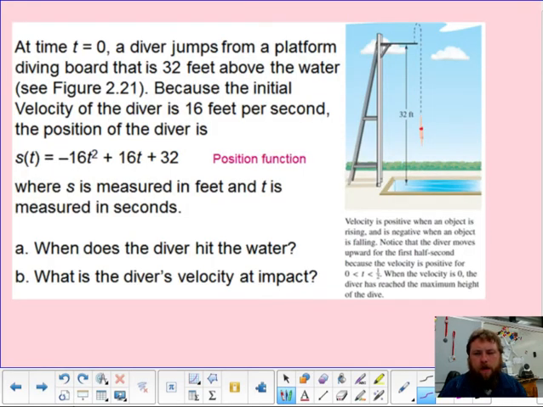Let's apply this to a problem. So we have a diver. At time t, a diver is jumping off a platform 32 feet above the water in this figure right here. Because the initial velocity of the diver is 16 feet per second, the position of the diver is this function right here. And I want to know, when does the diver hit the water, and what's the diver's velocity at impact? So 2 points right here.